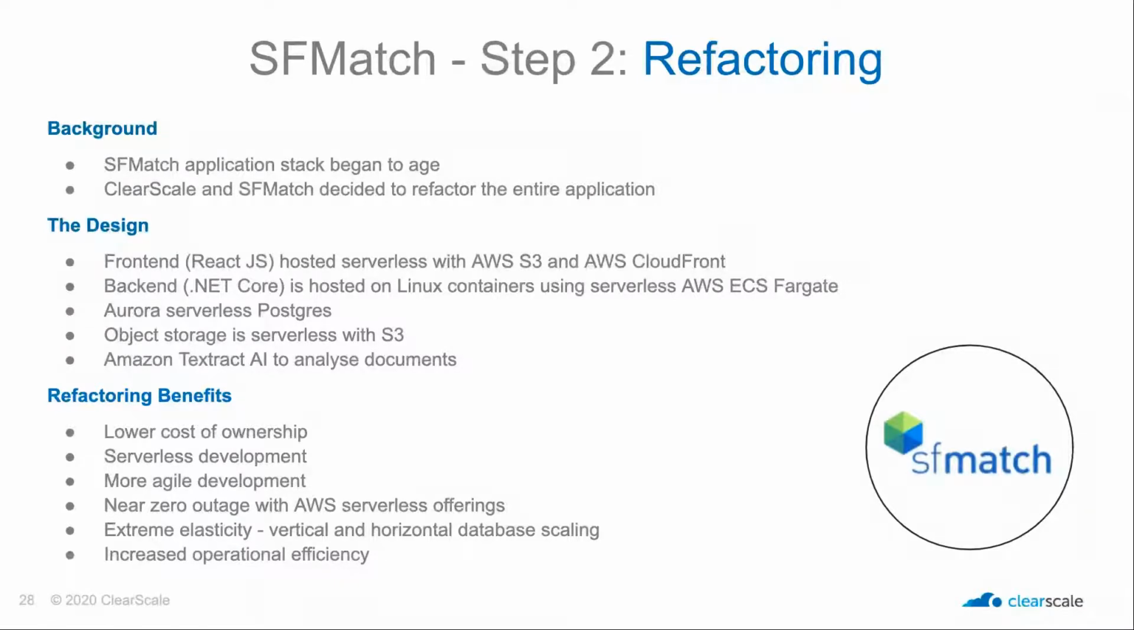With the AWS serverless offerings, we have near zero outages. Amazon manages all of that, does all security updates, and makes sure that everything is constantly running and scaling. And then the extreme elasticity, I really go back to this with the Aurora serverless because it blows my mind that our relational database is scaling vertically.